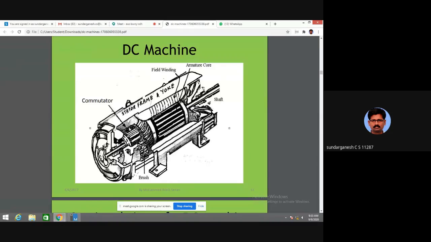So what is a commutator? The commutator is one of the important devices in DC machines. It will convert the AC into DC. In a DC generator, the EMF induced in the coil is not constant because the rate of change of flux linkage is varying, so the induced EMF is also varying. In order to make that varying voltage into a constant voltage, we use the commutator. The commutator will convert the alternating voltage into direct voltage.